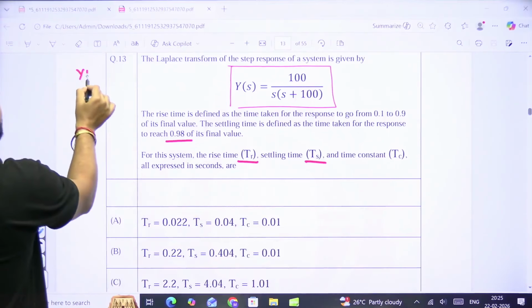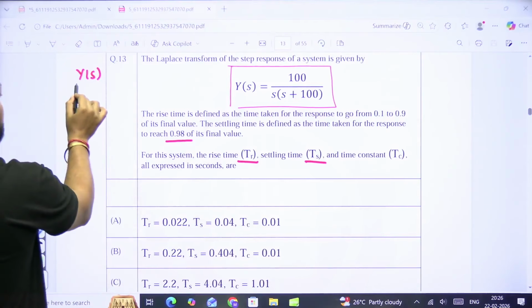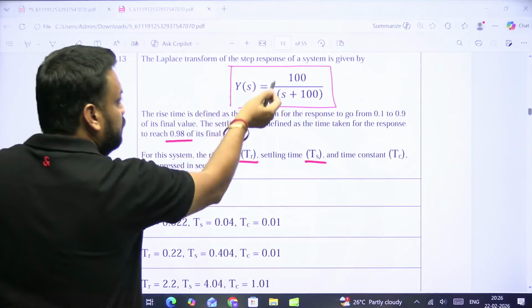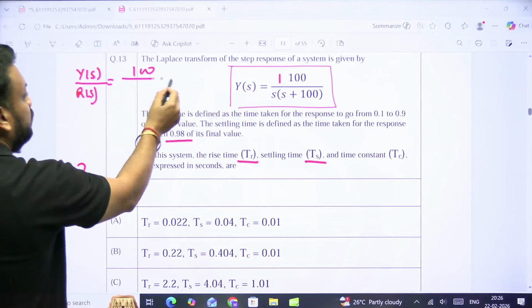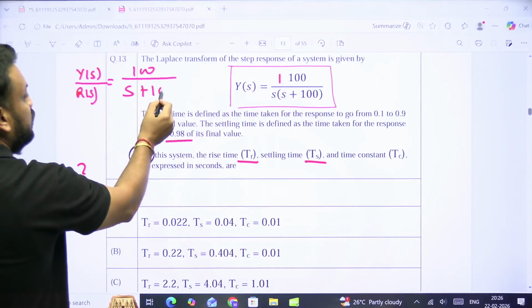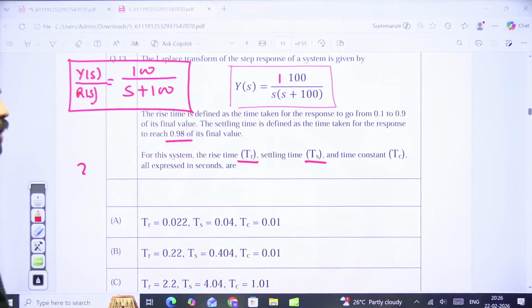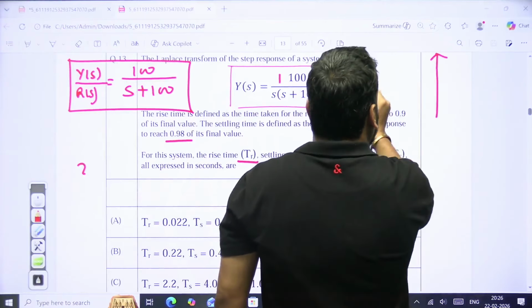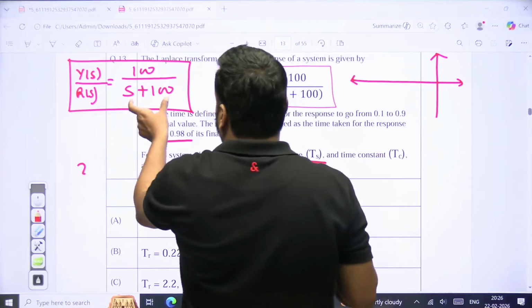So, do you know, student, what is the transfer function? Ys upon Rs, where Rs is the unit step input, so 1 by S. You can cross multiply and you will get 100 upon S plus 100. This is your first order system transfer function. And do you know in the first order system what is the time constant? Time constant is nothing but -1 upon the real part of the pole. What is the pole value here?